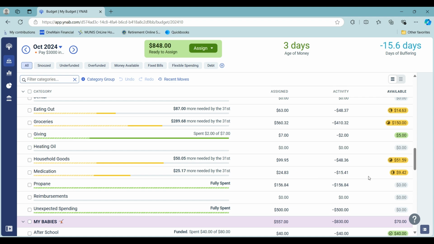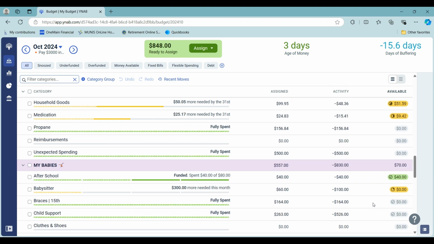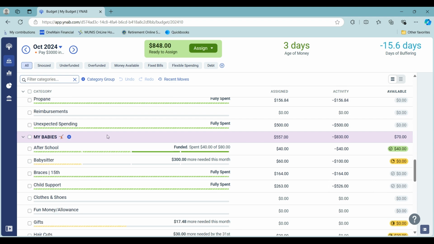I have $9.42. I think I can switch this out of here because I don't know if we need any more medication between now and the rest of the month, but we will see. Propane was paid $156.84. Reimbursement and unexpected spending, we don't have any monies left there and there's nothing overspent. Now into the My Babies section.